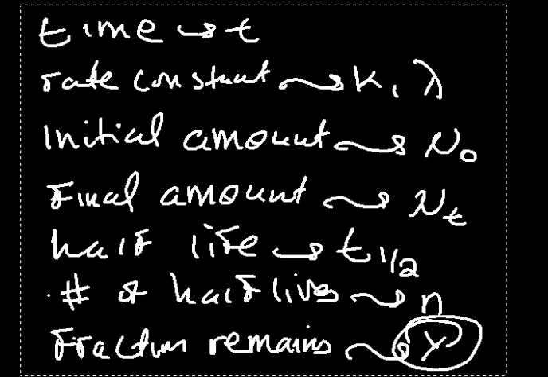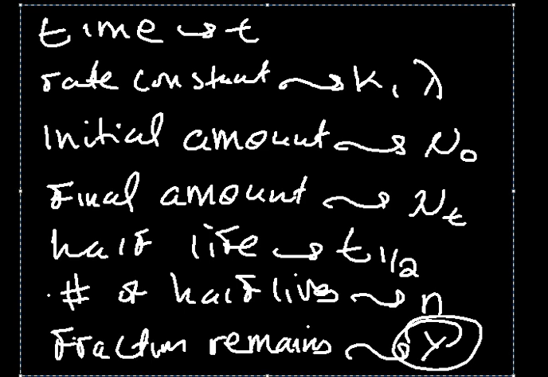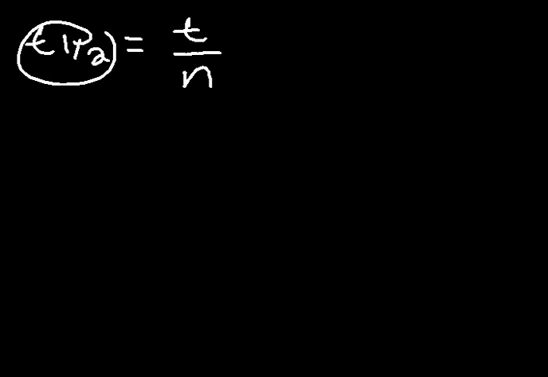And of course, let's see some of the formulas you should be very familiar with. We have the formula for the half-life. The half-life is equal to the time divided by the number of half-lives. So this is the formula for the half-life you should understand. Which means if we have the half-life and the time taken, we can get the number of half-lives.